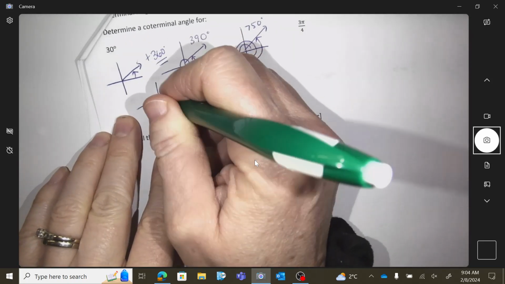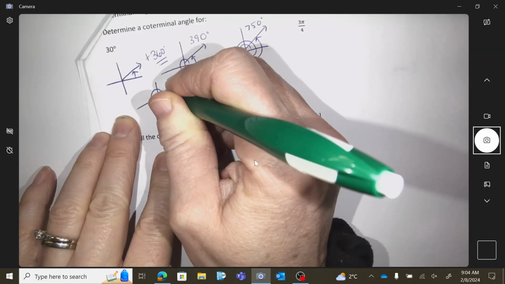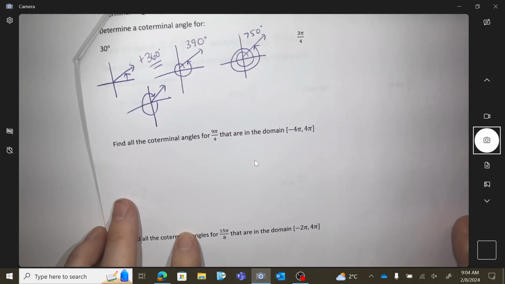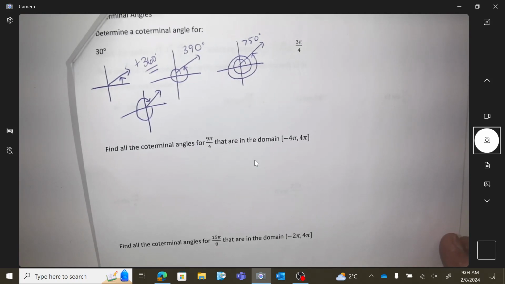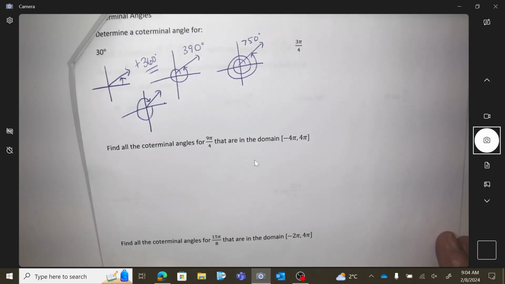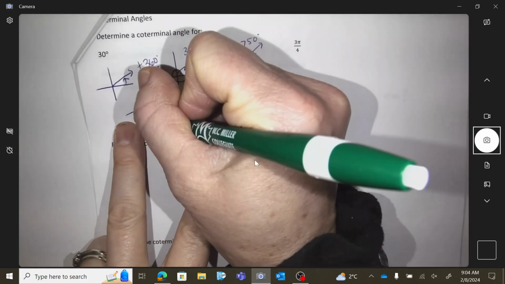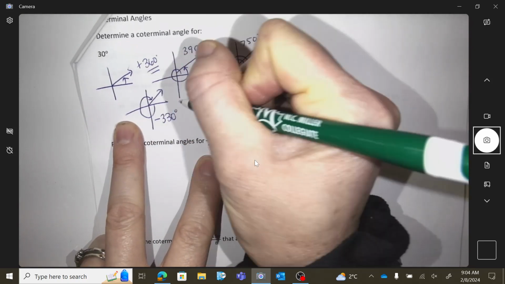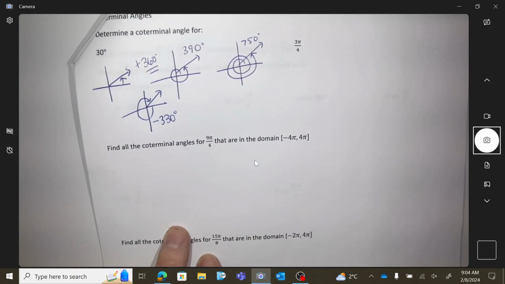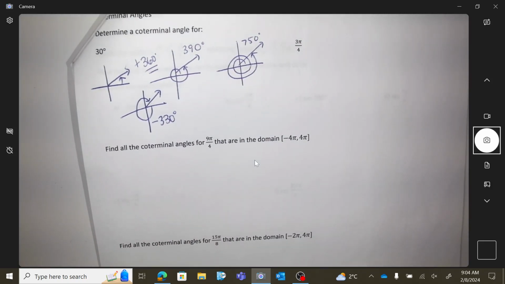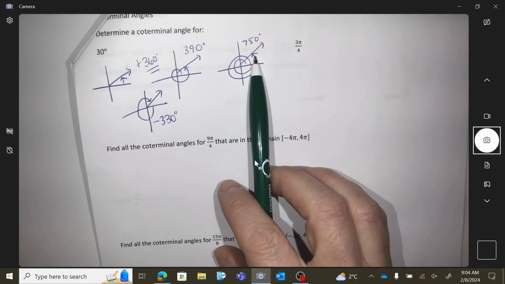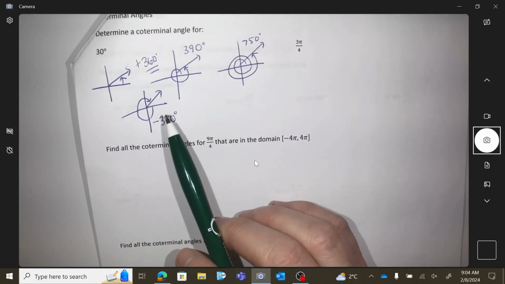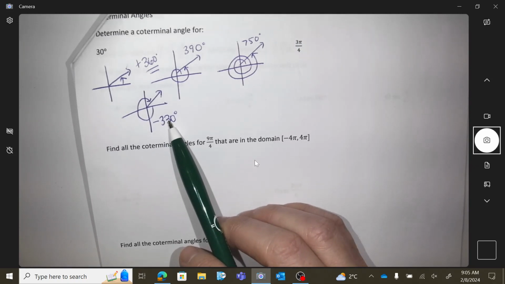I could spin the other way. So if I started spinning backwards and landed there, does anybody know what the number would be for that angle? Negative 330. Okay, so what was I doing essentially? I was adding 360. Here I added 2 360s. Here I subtracted 360.